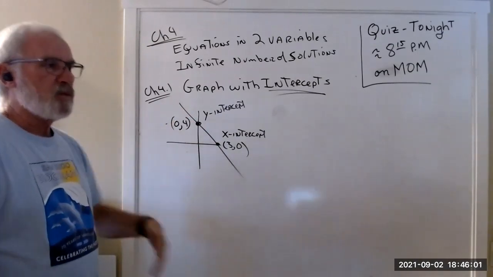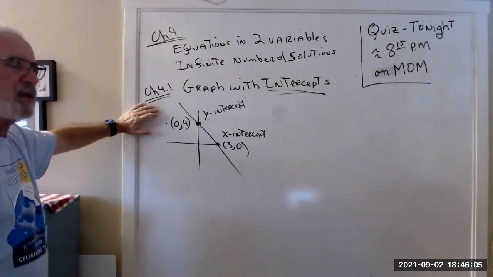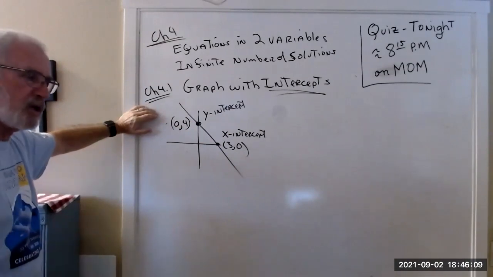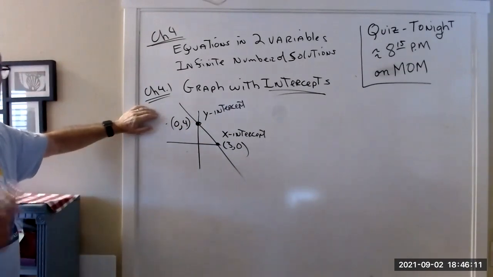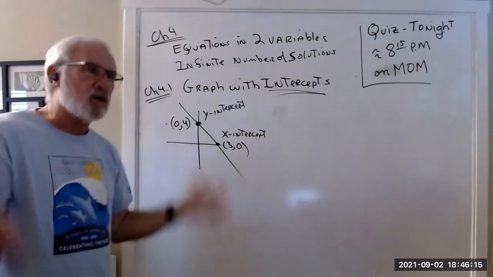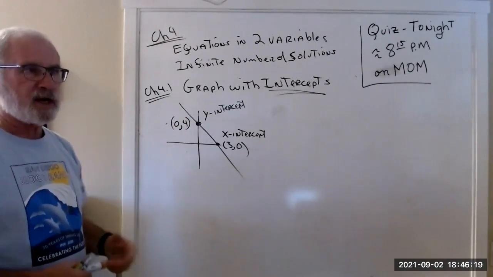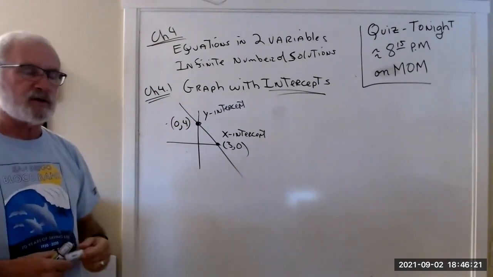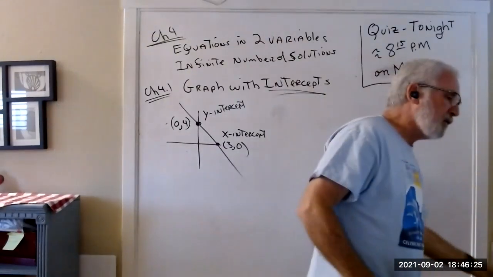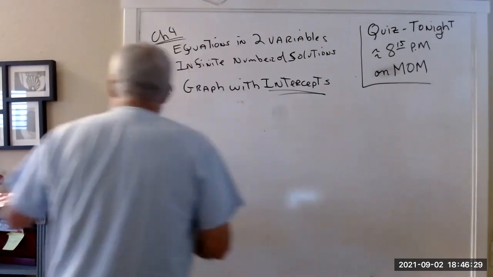Now, we're going to do more graphing. We're going to talk about lines right now, but later we're going to go to parabolas and logarithmic and exponential equations and conic sections, ovals, circles, hyperbolas. And on all of those, I'm going to ask you guys the question, what's the x-intercept? What's the y-intercept?